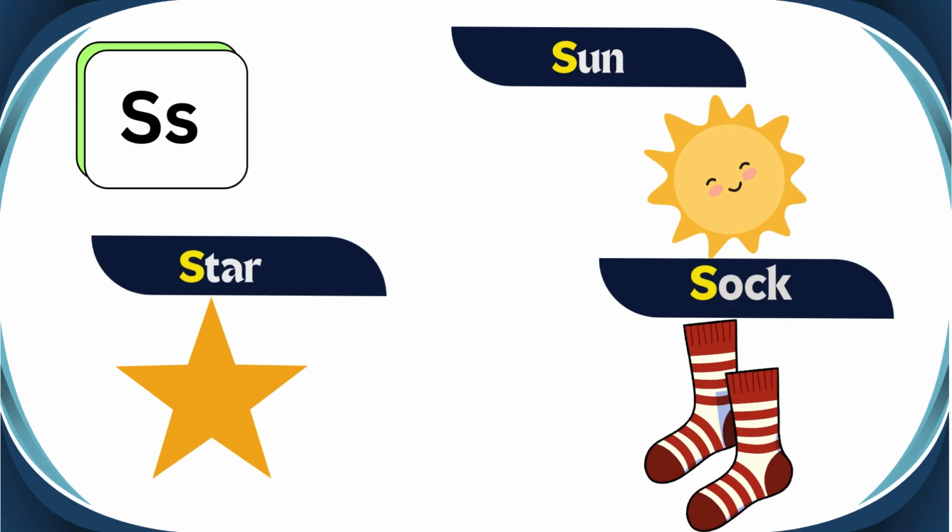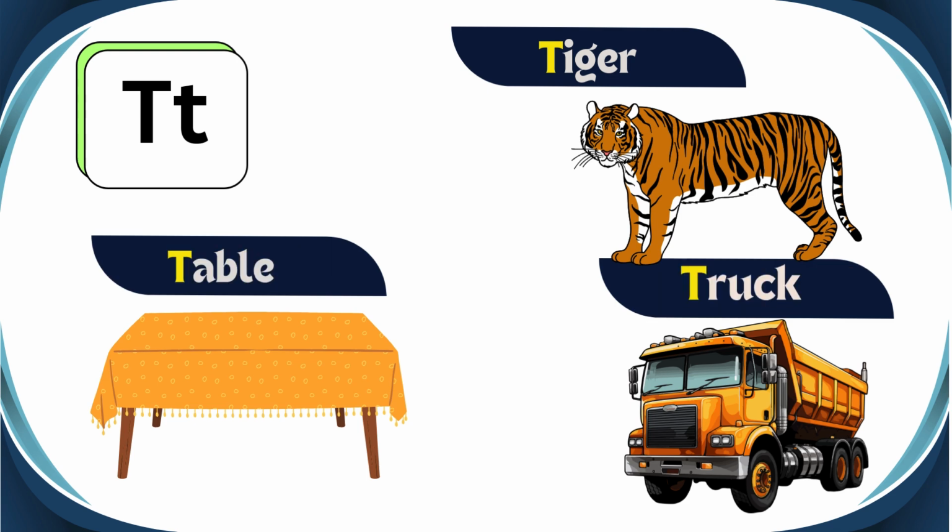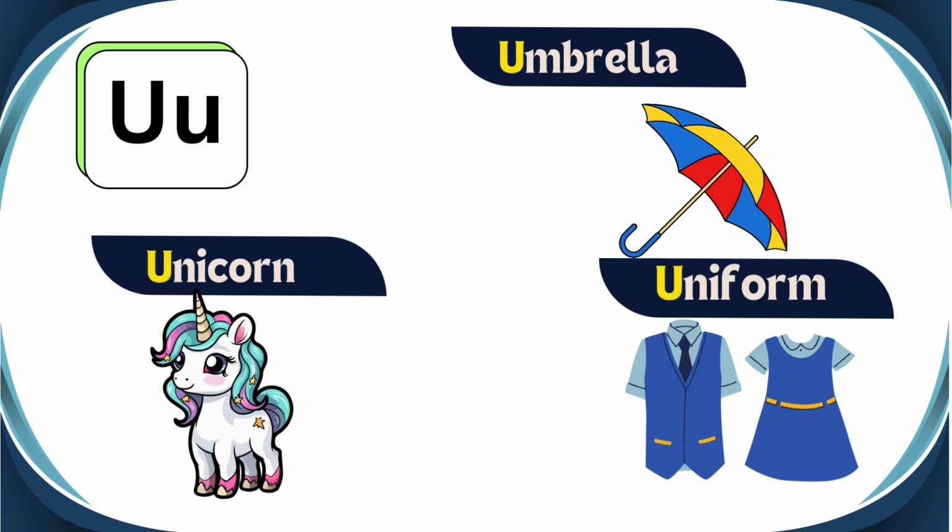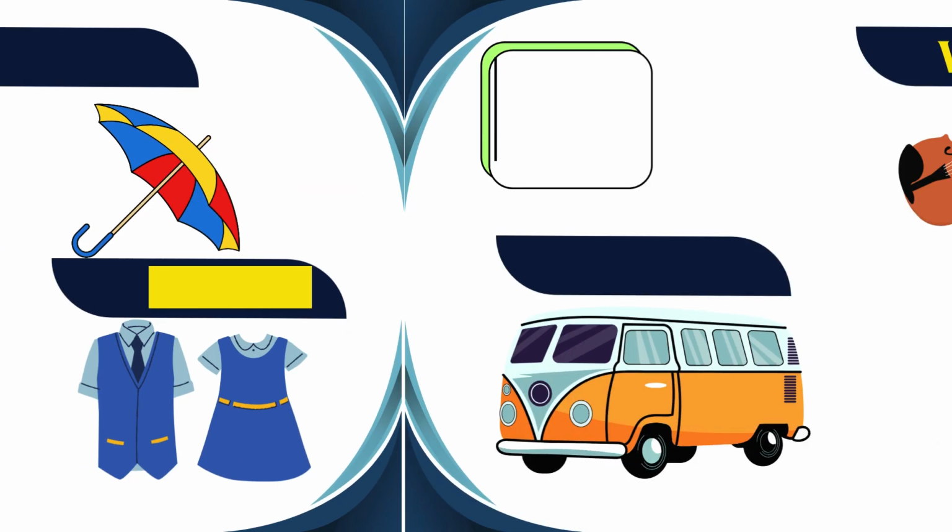S for sun, S for star, S for sock. T for tiger, T for table, T for truck. U for umbrella, U for unicorn, U for uniform.